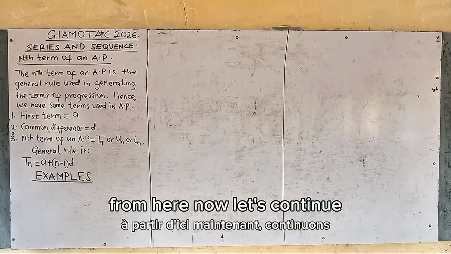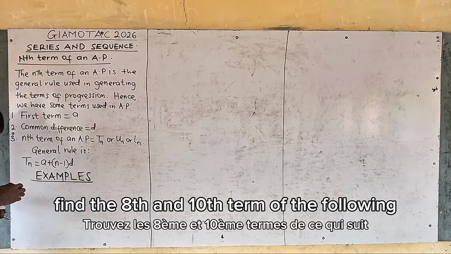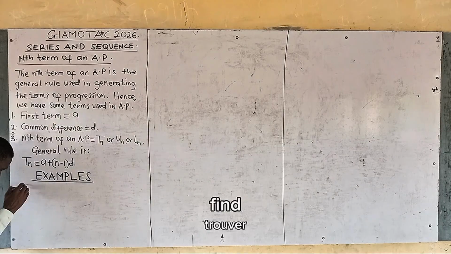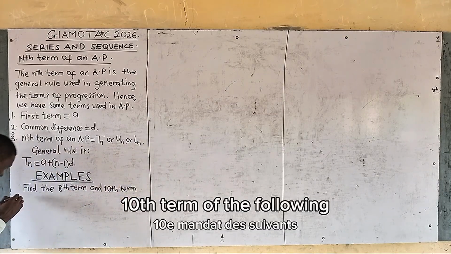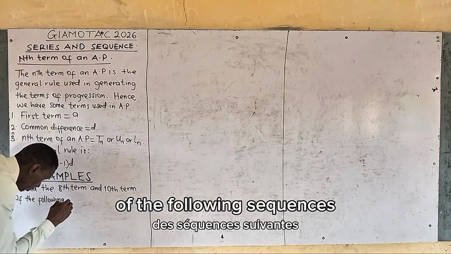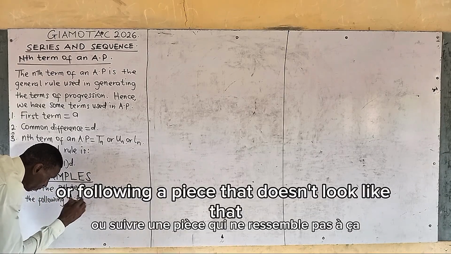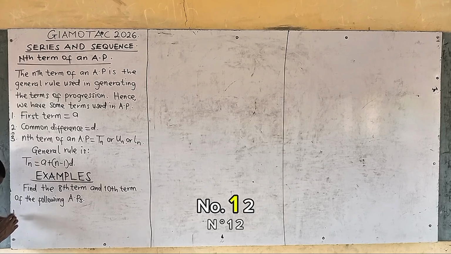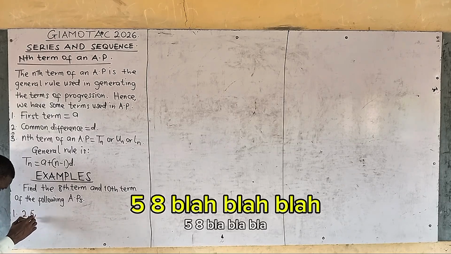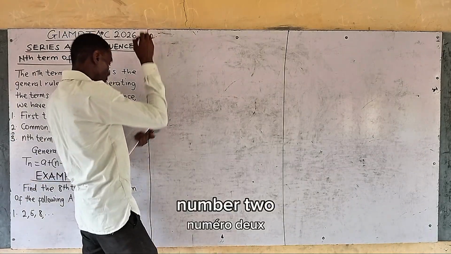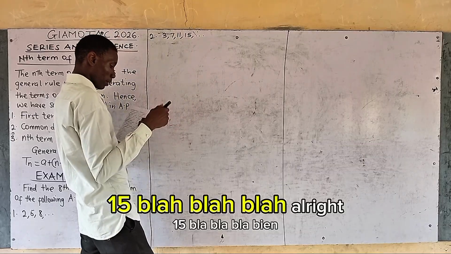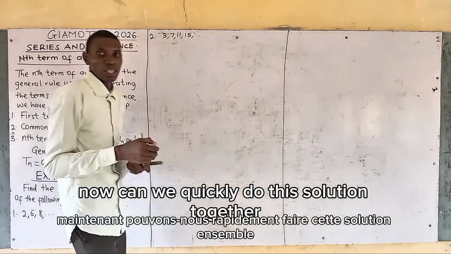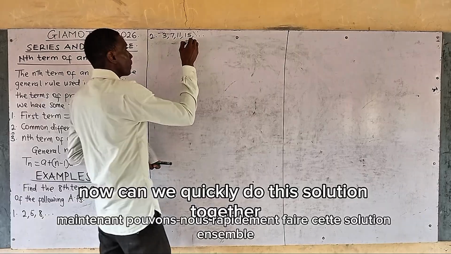From here now, let's continue. Find the 8th and 10th term of the following sequences or following APs. Let us do it like that. Number 1: 2, 5, 8, and so on. Number 2: 3, 7, 11, 15, and so on. Alright? Now, can we quickly do this solution together?